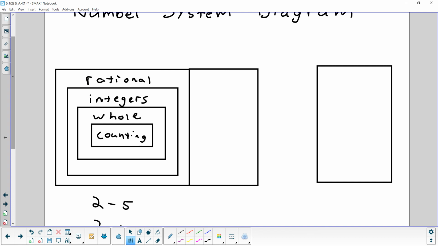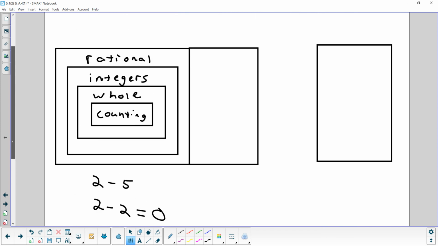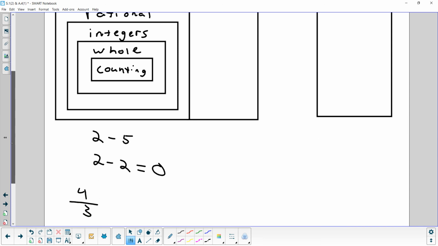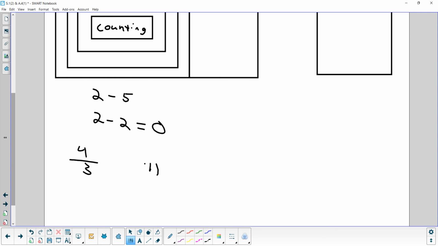But in math, we still have other operations where we could have a problem. It wouldn't necessarily be adding, subtracting, multiplying, or dividing. But where we could run into a problem would be with a number like this, or a number like this.